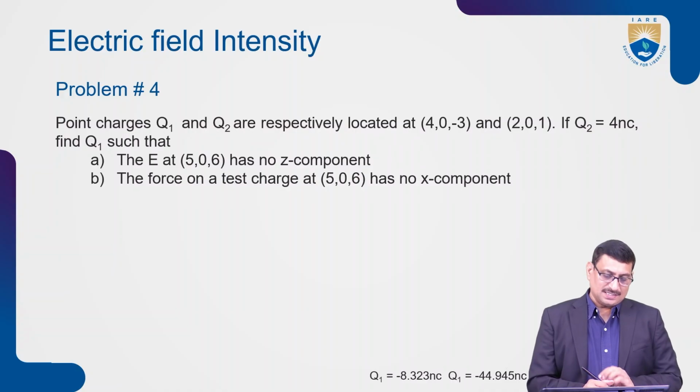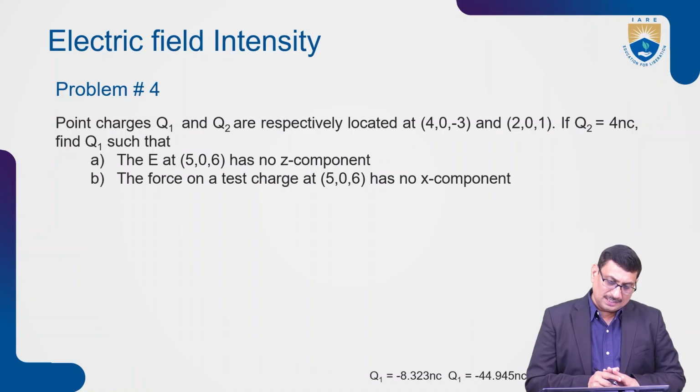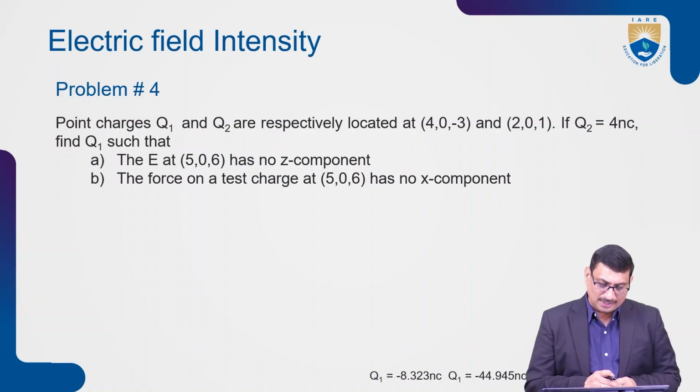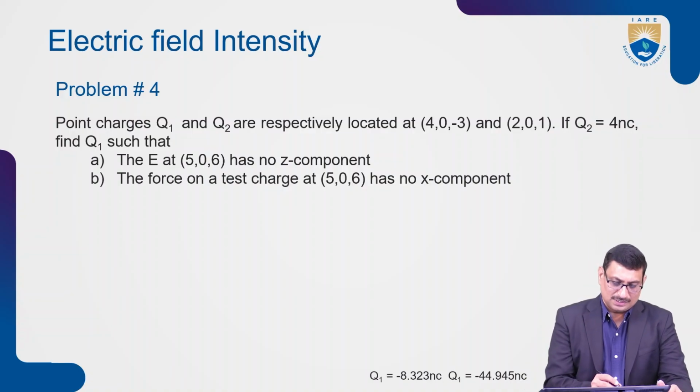the point charges Q1 and Q2 are respectively located at 4, 0, minus 3 and 2, 0, 1. If Q2 equals 4 nanocoulombs, find Q1 such that the electric field intensity at 5, 0, 6 has no Z component. The force on a test charge at 5, 0, 6 has no X component. So it is a different kind of thing. Now we'll look into this.